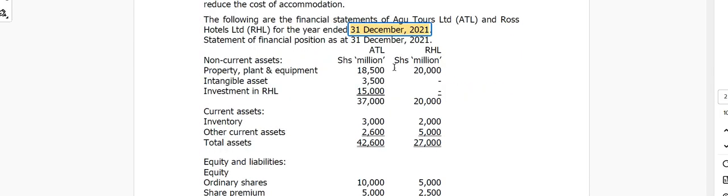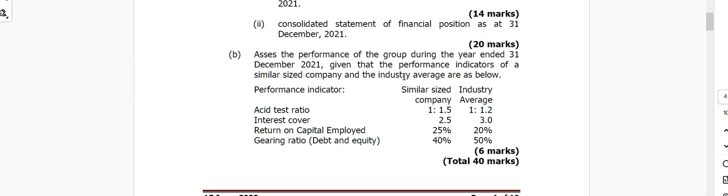First things first, let us look at the requirements. The question has 3 parts. There is the part of the statement of profit or loss, the part of the statement of financial position, and then the computation of ratios, and then giving a commentary. So this will be my part A, Roman 1, and I'll put my heading.